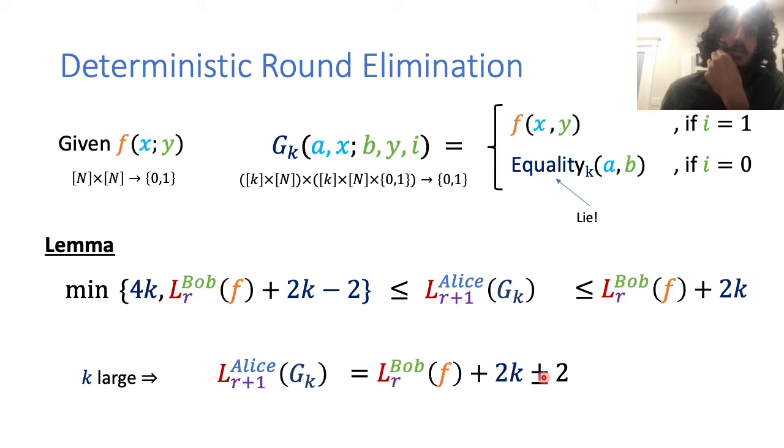But I can tell you a little bit more about what's going on here, and the first thing I should probably tell you is that I've lied to you, and you don't want to use equality here. In fact, we want to use some other function that's related to equality that we call XOR equality. I don't want to get into it too much, but essentially the reason is that XOR equality has a better fooling set than equality.